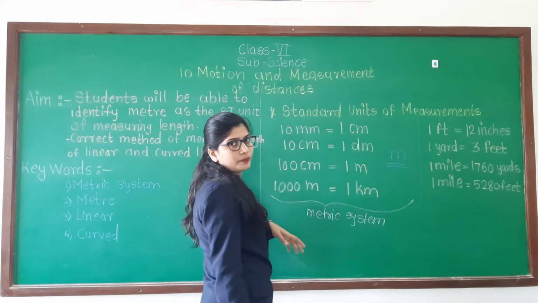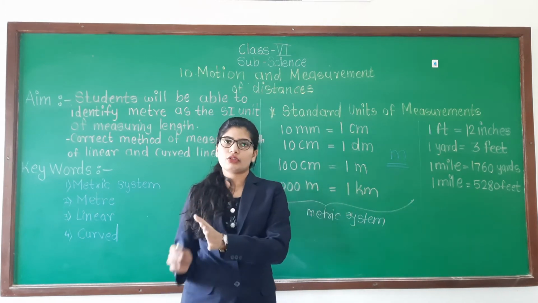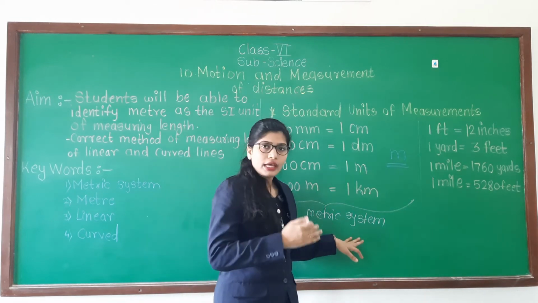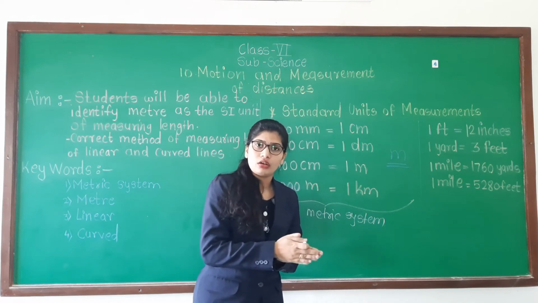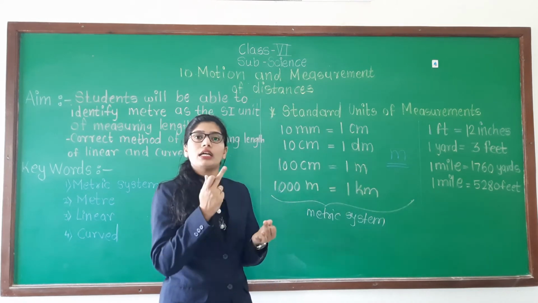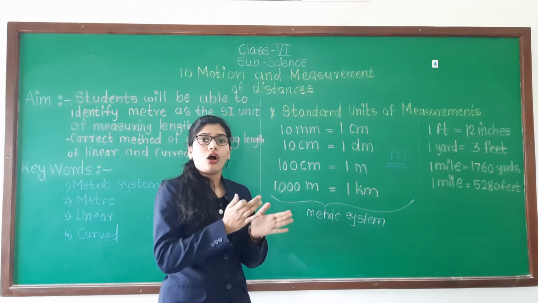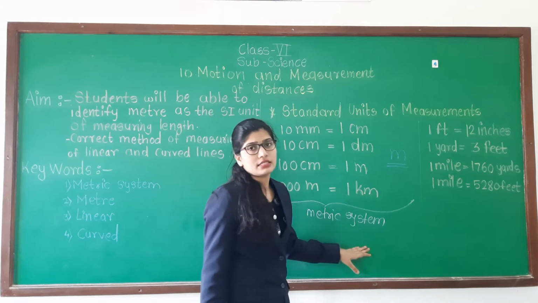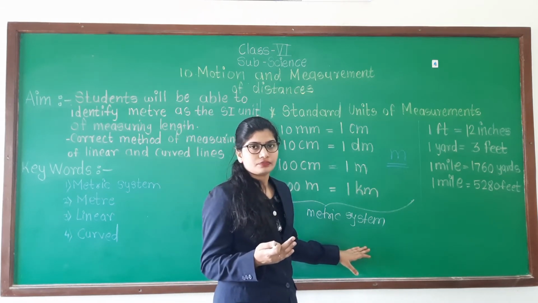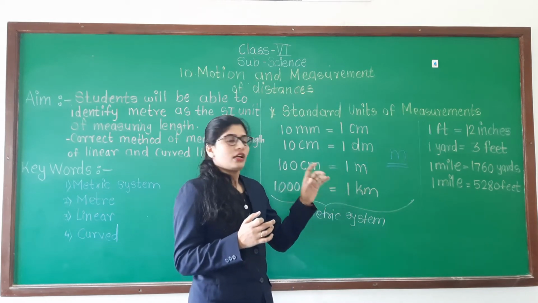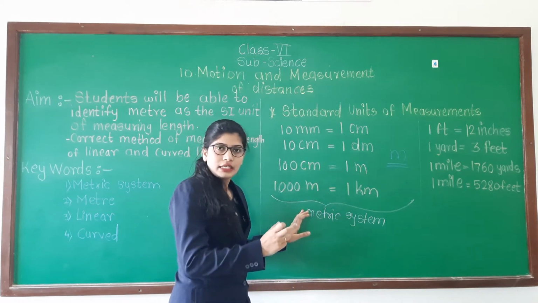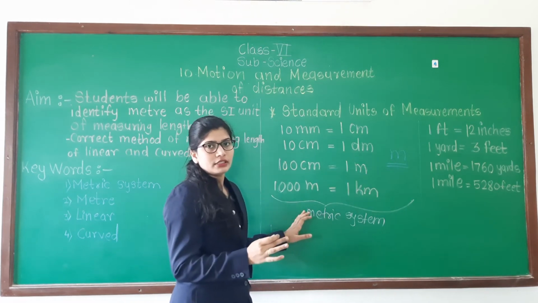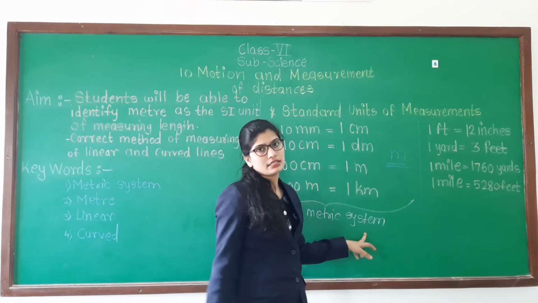Metric system means what? We have learned that the SI unit of length is the meter. But when the system is using meter, kilometer, centimeter and millimeter, all these units, then the system is known as a metric system. Are you getting the point? The system that uses kilometer, meter, centimeter and millimeter is known as the metric system.